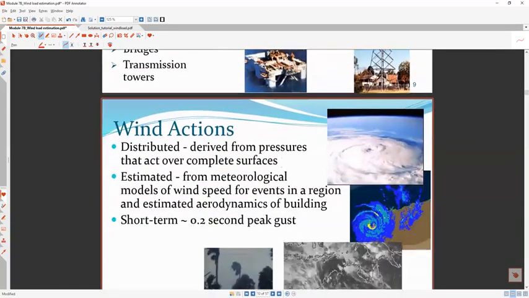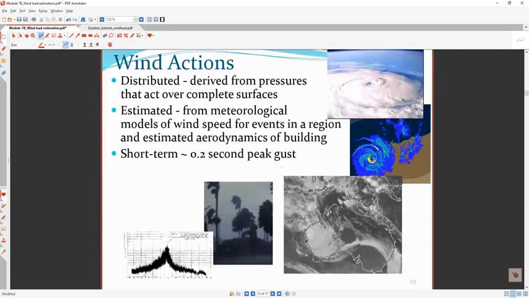Now, what about the wind actions? Their nature is distributed, that means derived from pressures. This is important: they act on complete surfaces. Pressure means it is per unit area, working on the surfaces. It is estimated from meteorological models of wind speed for events in a region and the estimated aerodynamics of the building. You see, aerodynamics is also coming into the picture.